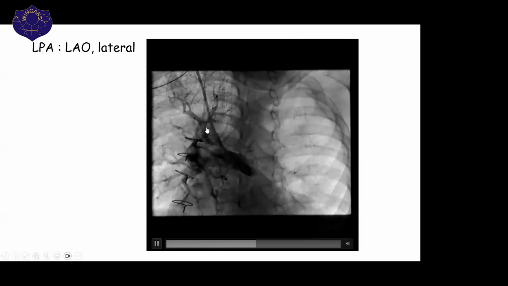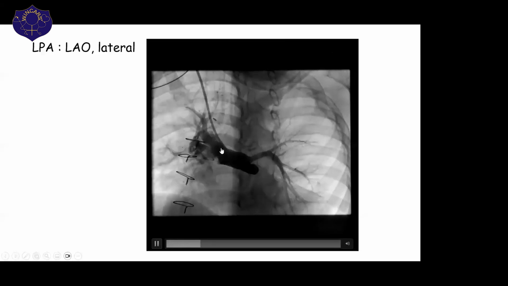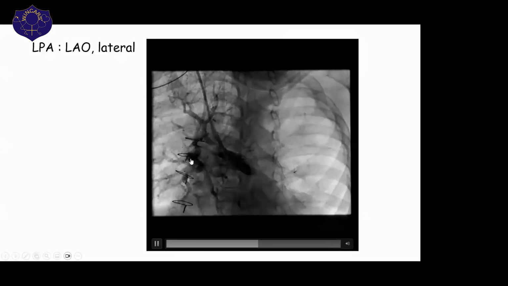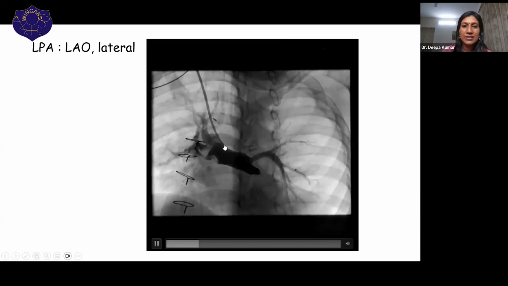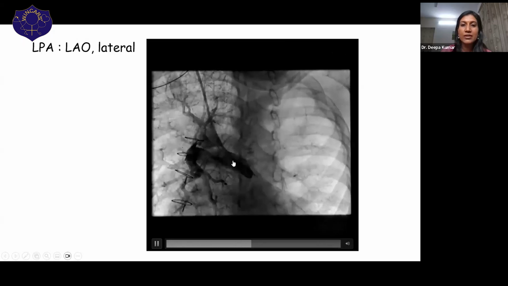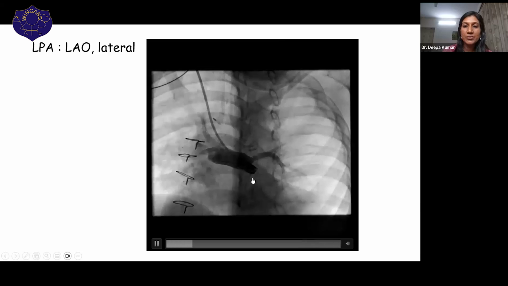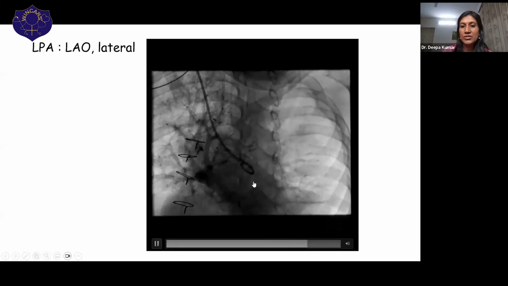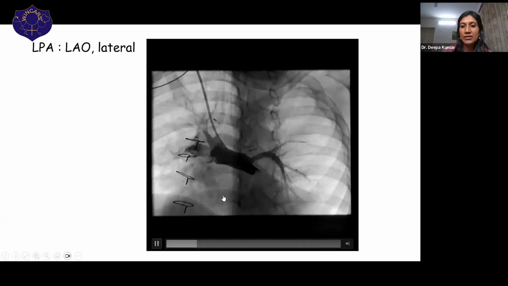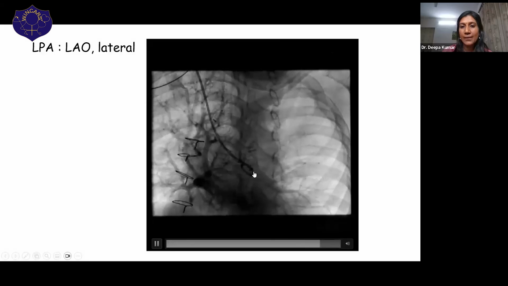Yeah, okay. So, in fact, you can see the dye filling the SVC, filling back into the SVC. So this is a bidirectional Glenn where the right SVC is connected in an end to side manner to the right pulmonary artery. And where is the catheter tip? If you notice carefully, can you see where the catheter tip is? Catheter tip is actually lodged in the main pulmonary artery.